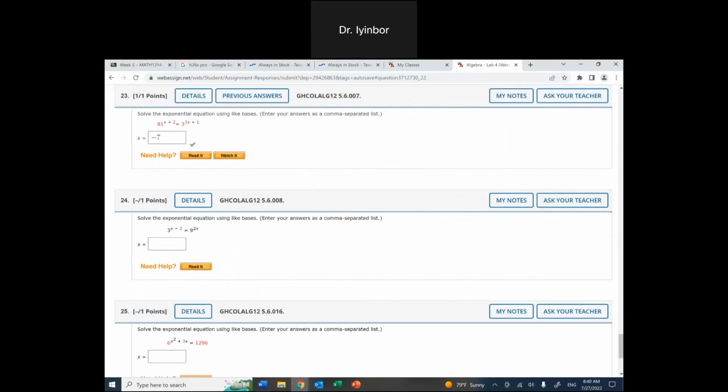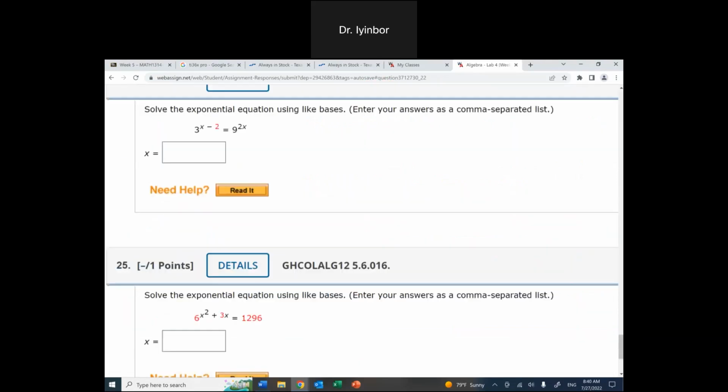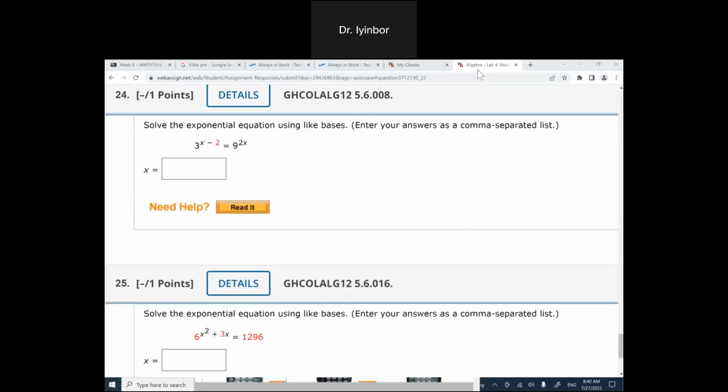24, you do the same way. You start with the given bases. So my bases are 3 and 9. So I'm going to take the bigger number again. We do the same. The bigger number is 9. And you're going to break it down.